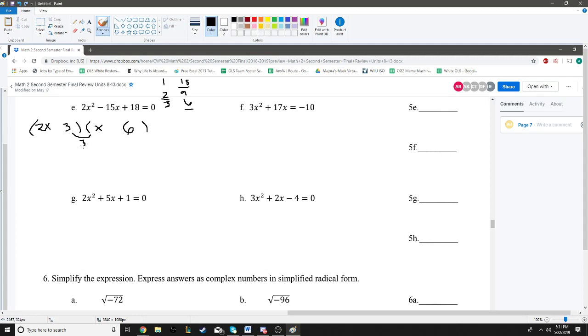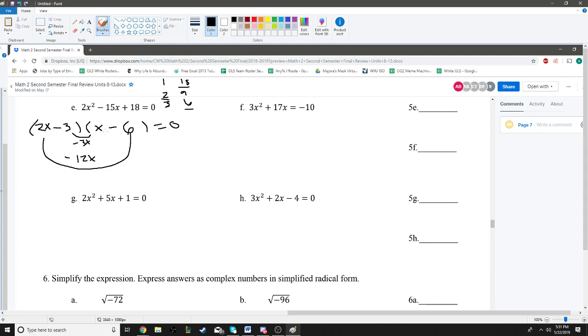3 times x is 3x. 2x times 6 is 12x. And if you make them both negative, that means this becomes negative 15x. Sweet. So they're both negative.